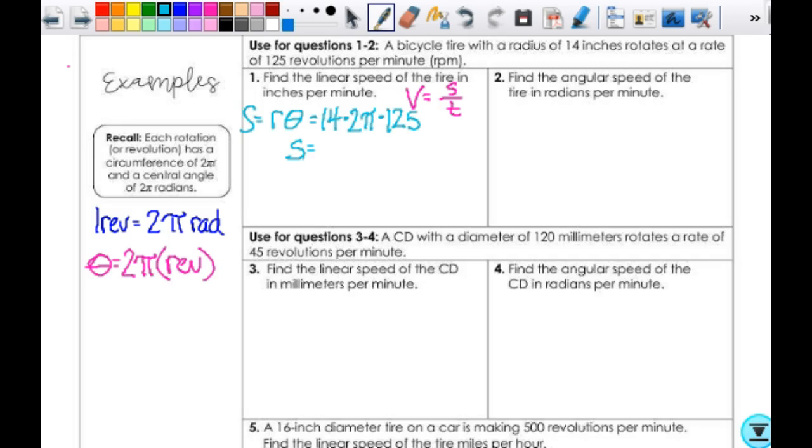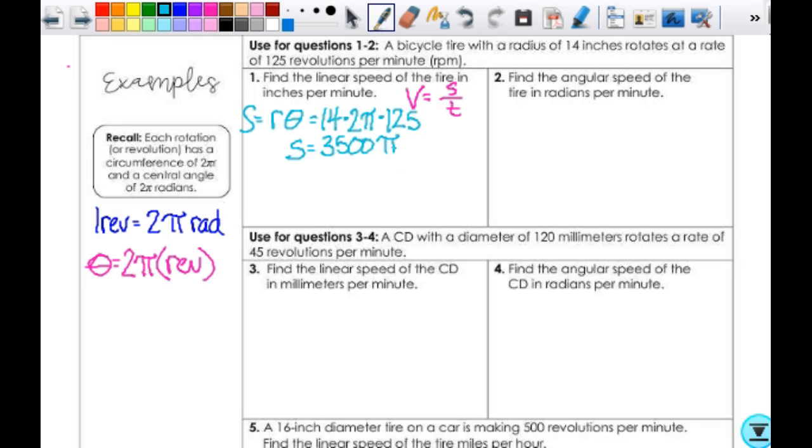So hit your SD key again. 250 pi. You found just this part. I would go ahead and give me the whole thing. Does that make sense? Good. 3,500 pi.